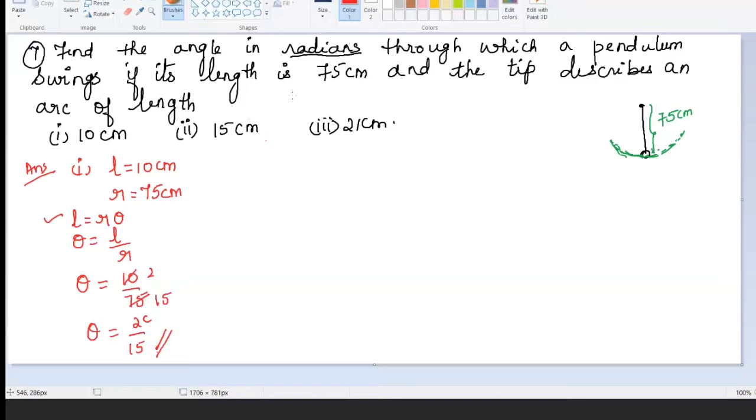Now proceed with the second one and the third one. Come on, do it the same way. Quickly give me the answers for the second one and the third one. Very simple it is. Remember, L is changing, R remains the same.